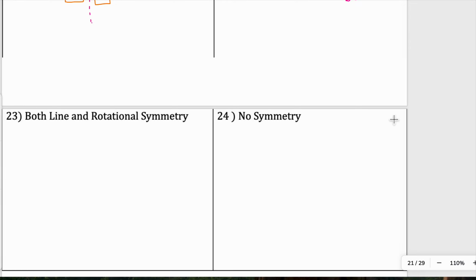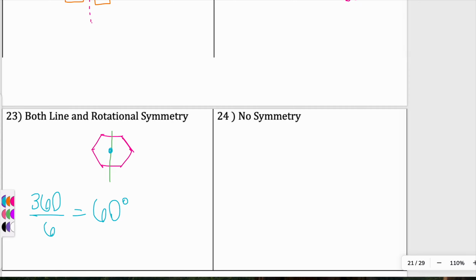For both line and rotational symmetry, you want to think about regular polygons. So in this case, I have a hexagon here. The hexagon is going to show line symmetry with all these lines, like you can even cut it in half, perfect. And then you could also show rotational symmetry. How I figured that out is 360 divided by 6 is going to give me a 60-degree rotation, so I can show both of them. And then for no symmetry whatsoever, I drew an irregular or an isosceles trapezoid. This just means I have to rotate it 360 degrees for it to be the same shape. There's no line symmetry there either.